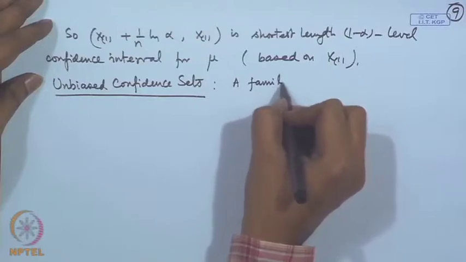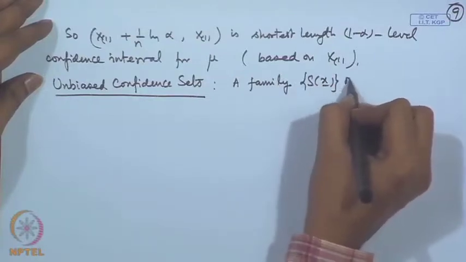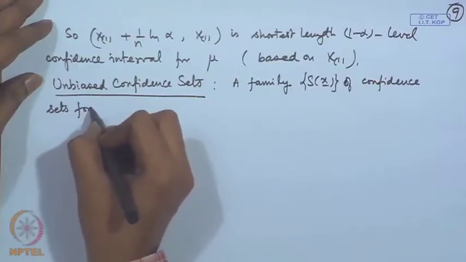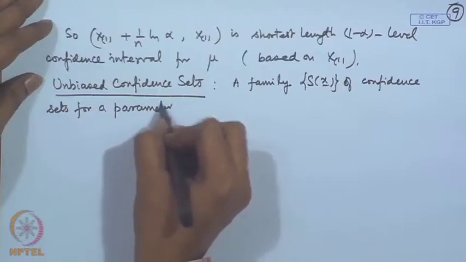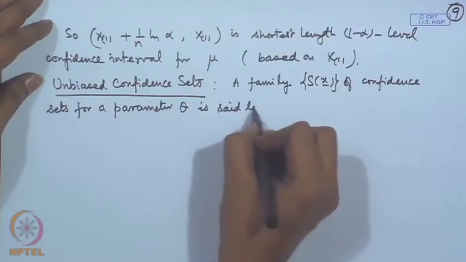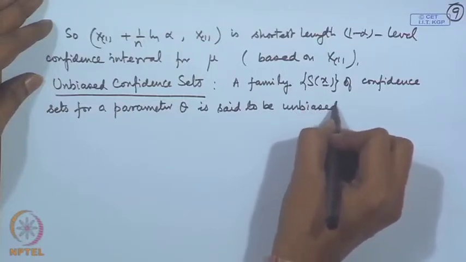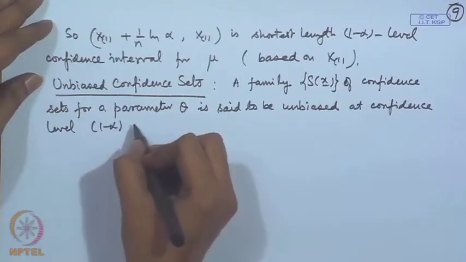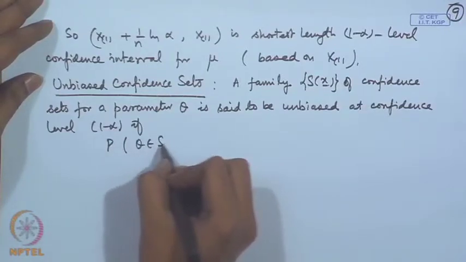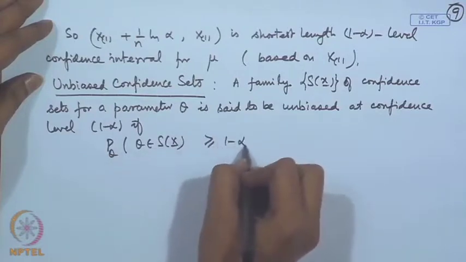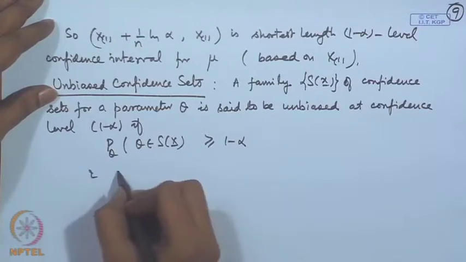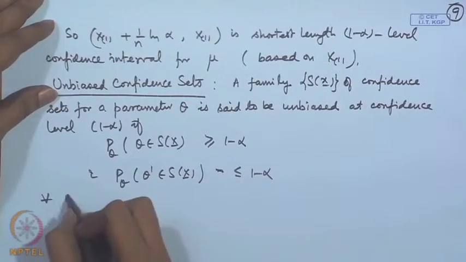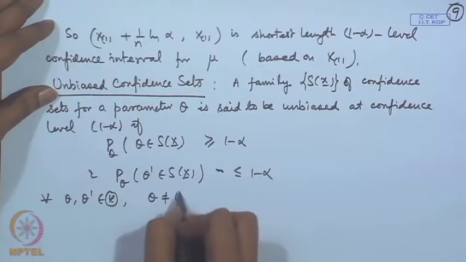A family S x of confidence sets for a parameter theta is said to be unbiased at confidence level 1 minus alpha if probability of theta belonging to S x is greater than or equal to 1 minus alpha, and P theta, theta prime belonging to S x is less than or equal to 1 minus alpha for all theta and theta prime, where of course theta is not equal to theta prime.